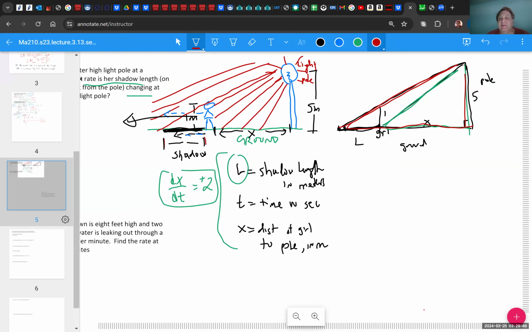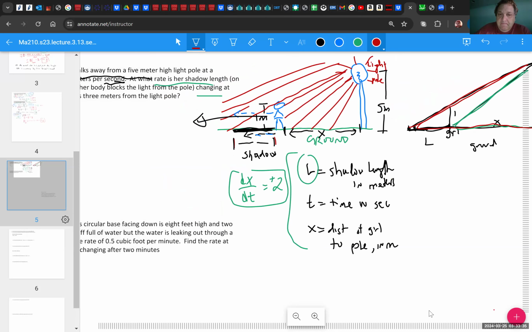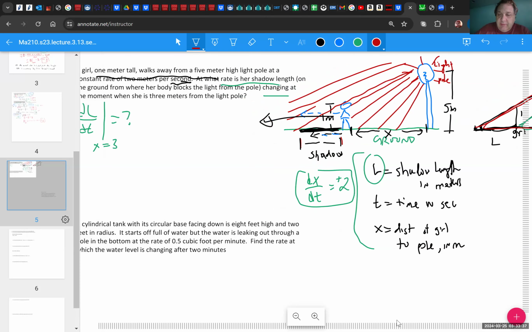All right, so now we need some formula involving L. Okay, I'm back. So we left off with saying that we need some equation that has L in it in order to differentiate it and find what we're looking for, which I believe I wrote here on the side as dL/dt when x equals 3.